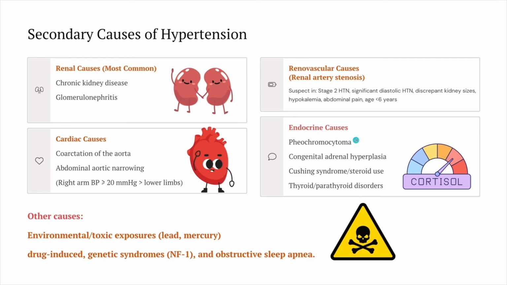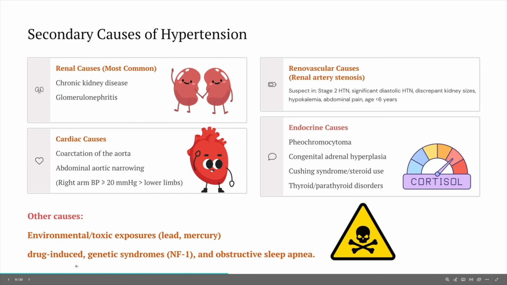And other things will be the endocrine causes. We do have cases like pheochromocytoma, congenital adrenal hyperplasia, which will have ambiguous genitalia, chronic steroid use or Cushing syndrome. The patient may look Cushingoid, the face may be quite chubby, abdominal striae, etc. Thyroid or parathyroid disorder, so do look for hyperthyroidism symptoms and also any goiter. And other causes can be environmental or toxic exposure, such as lead, mercury.